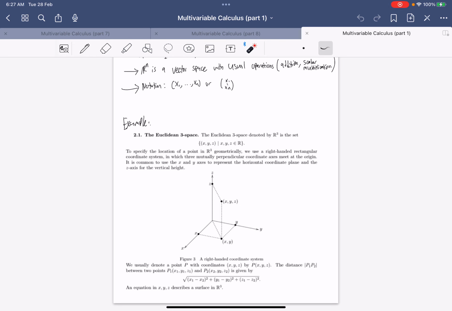One thing to note is that the distance between 2 points will be given by the standard Euclidean metric, which is the square root of (x1 minus x2) squared plus (y1 minus y2) squared plus (z1 minus z2) squared.